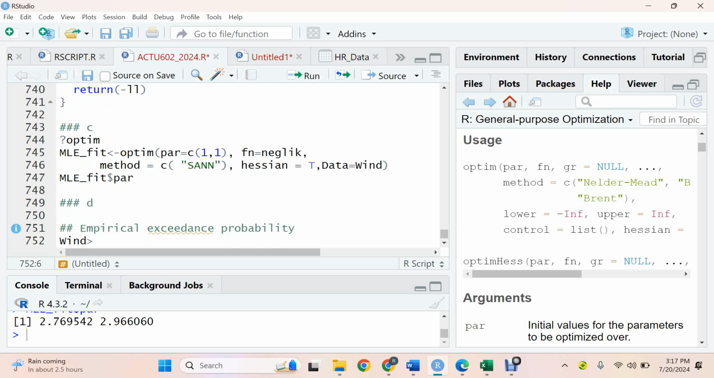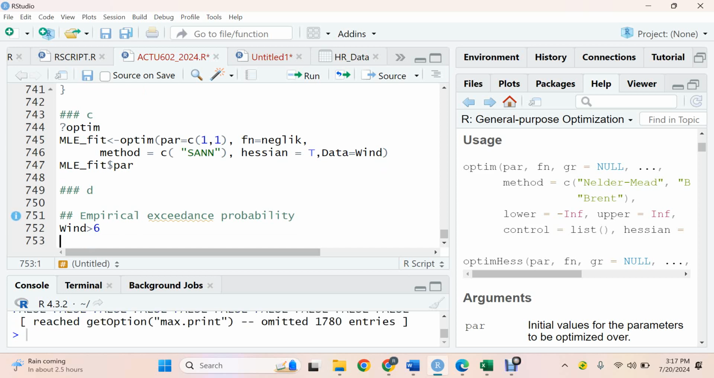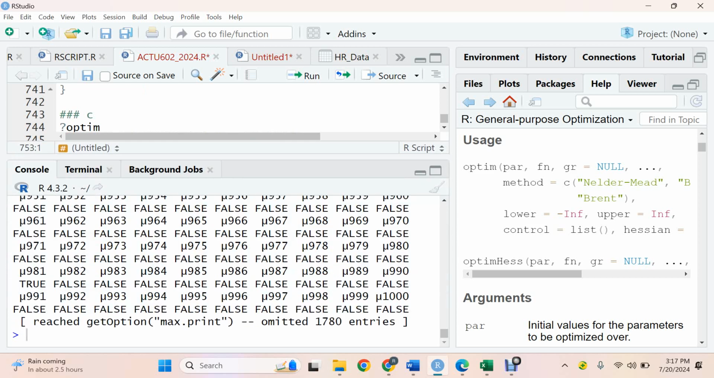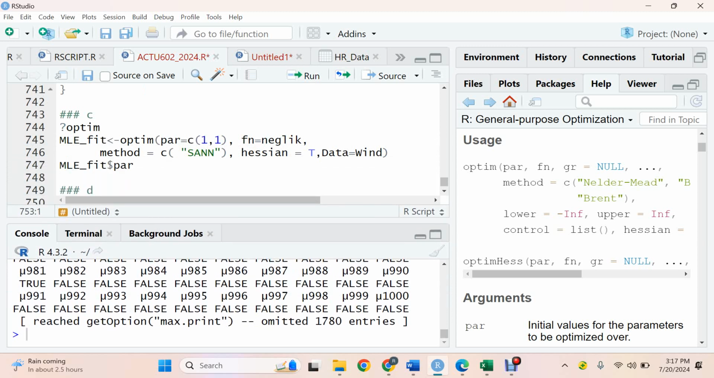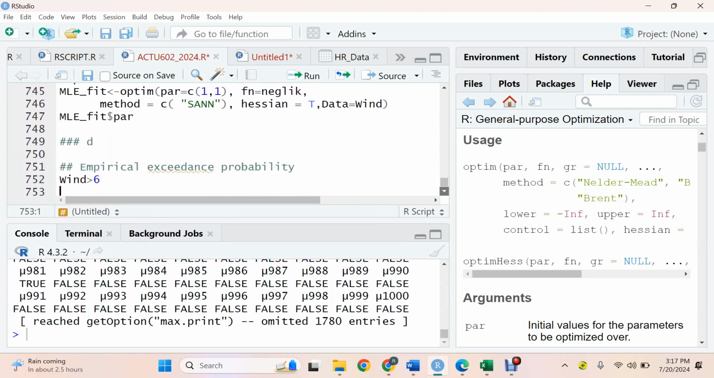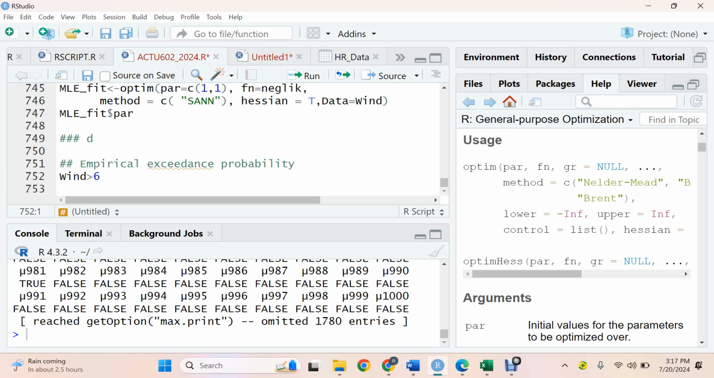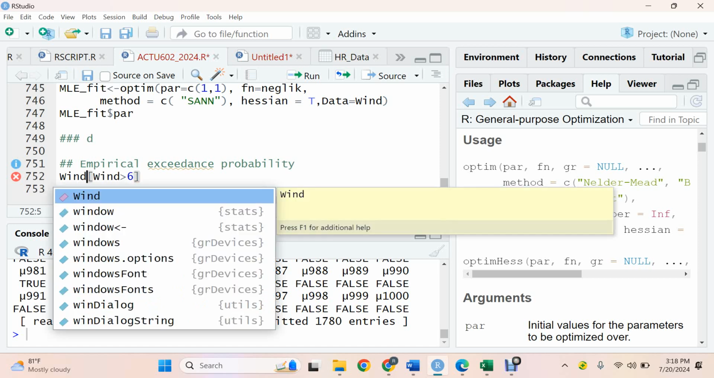Wind greater than 6. Okay. But this will display true or false over 2,700 times, right? So if I go up here, you see false, true, and so forth, right? Okay. So what I can do is that I can also just take this. If I put wind here, what do you think will happen? What will happen?